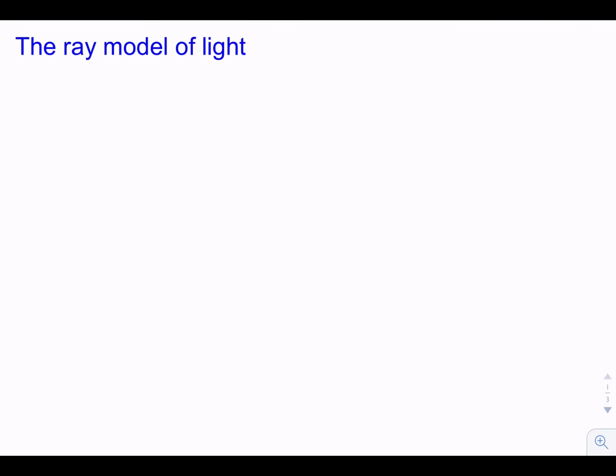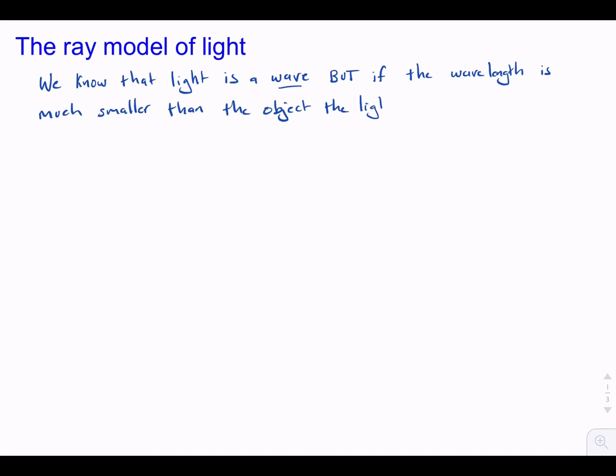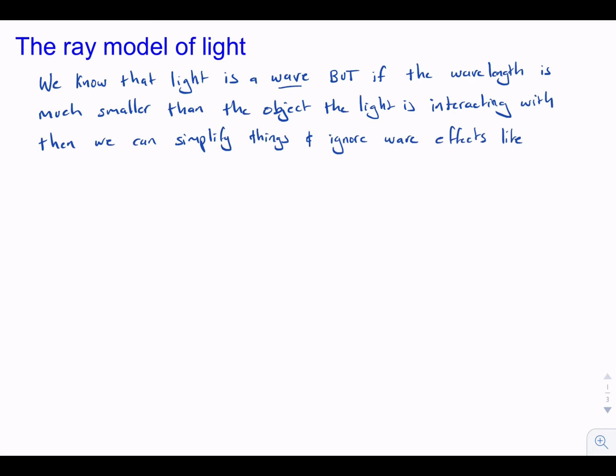The ray model of light. We know that light is a wave, but if the wavelength is much smaller than the object that the light is interacting with, then we can simplify the physics of things and ignore wave effects like diffraction and interference. So how big is the wavelength of visible light?